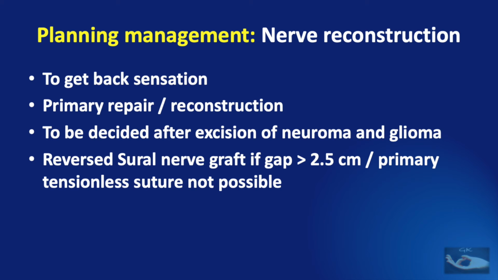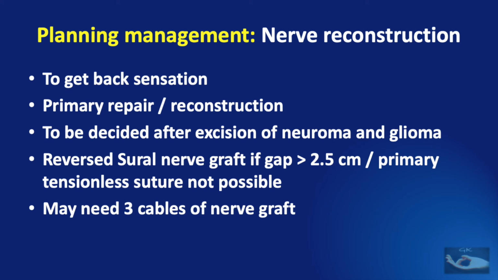Usually there will be a gap between the two ends after this procedure. If the gap is more than 2.5 centimeters or primary tensionless suturing between the two ends of the nerve is not possible, we will need to do a reversed sural nerve graft, and we may need about 3 cables of the sural nerve to accommodate the size of the median nerve at this level in the forearm.